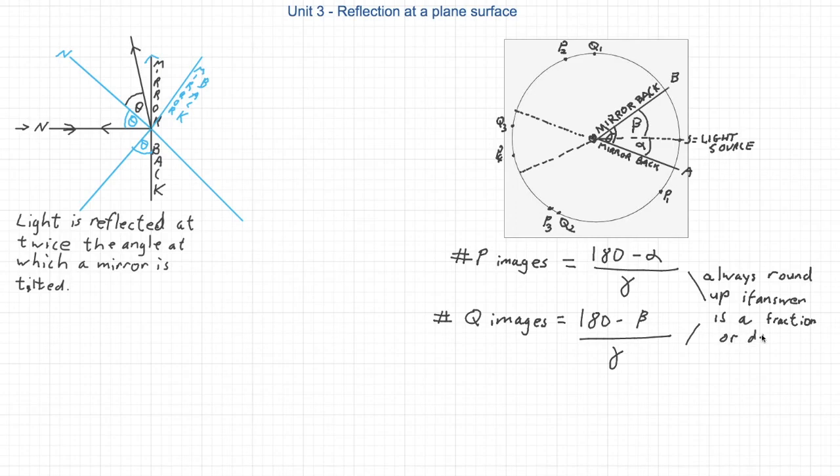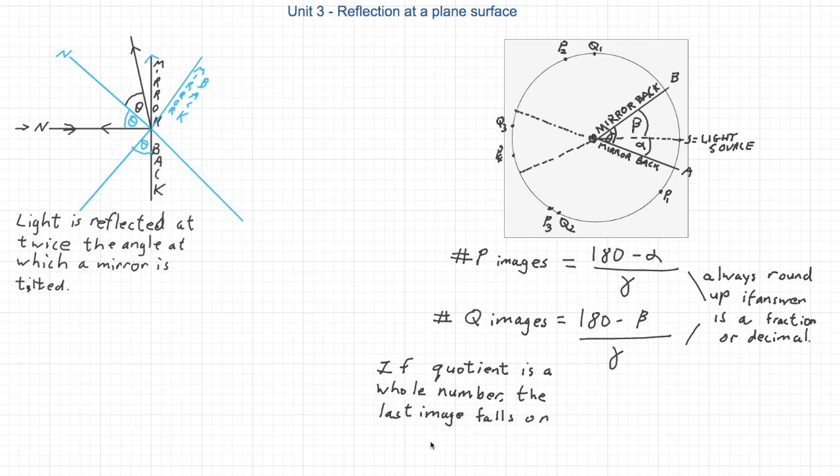If you happen to get a whole number and not a fraction or a decimal, it means the last image is formed on the surface of one of the mirrors. So if you get the number of P images is 3.2, round up to 4. If you get the number of Q images is 2 1/3, round up to 3. Always round up to the next whole number.